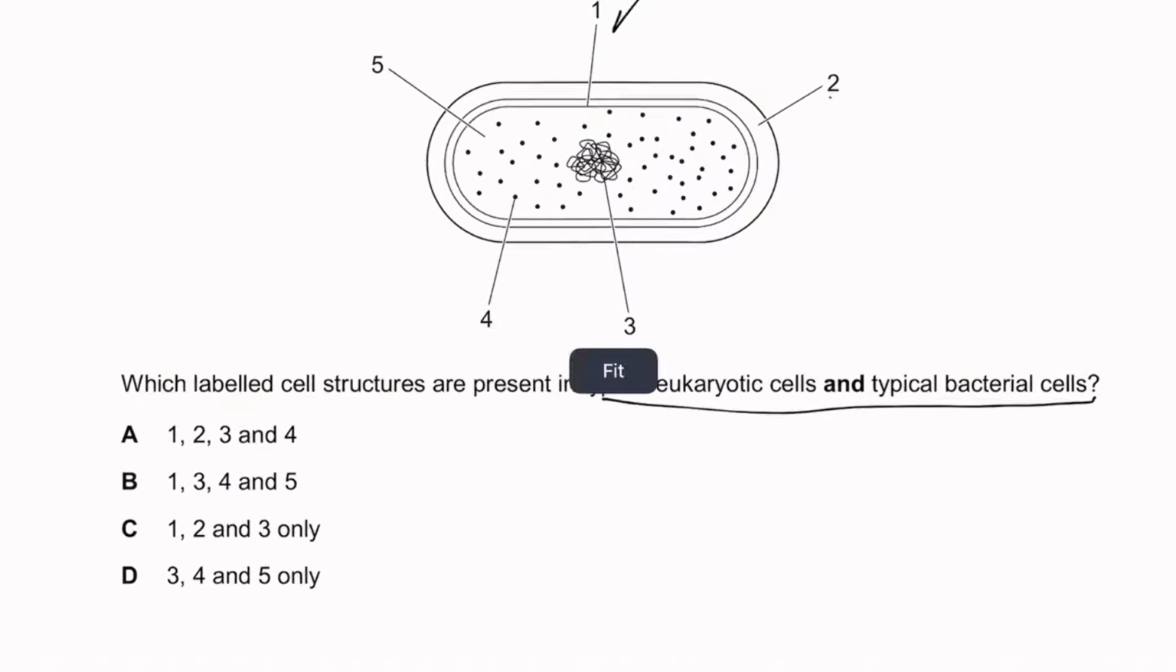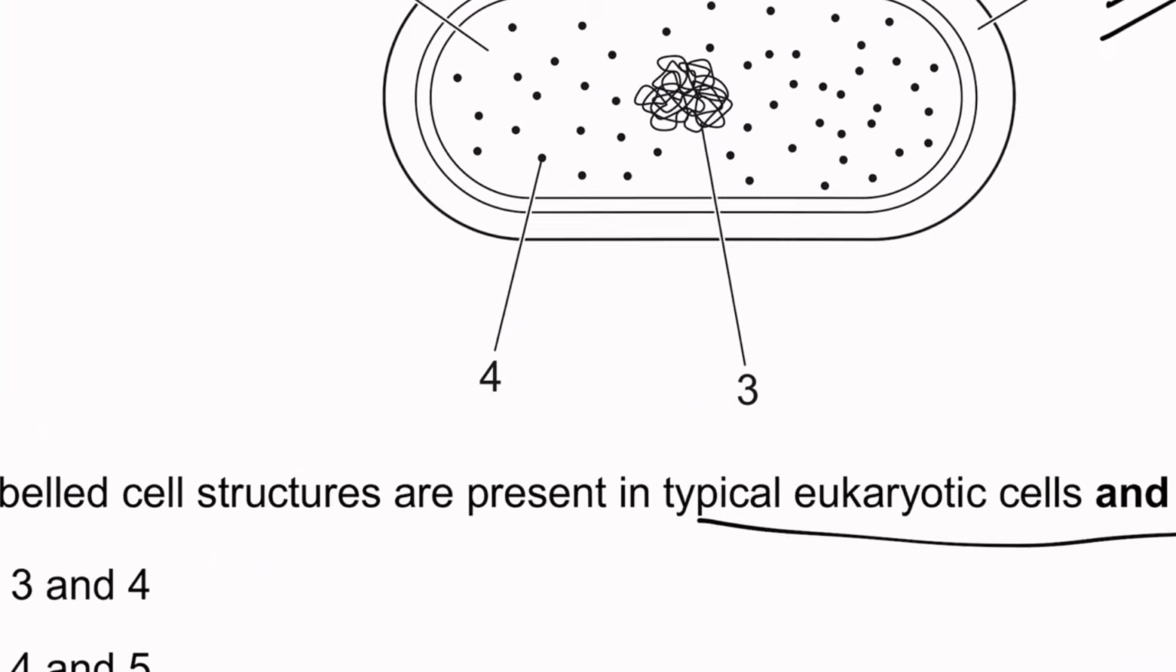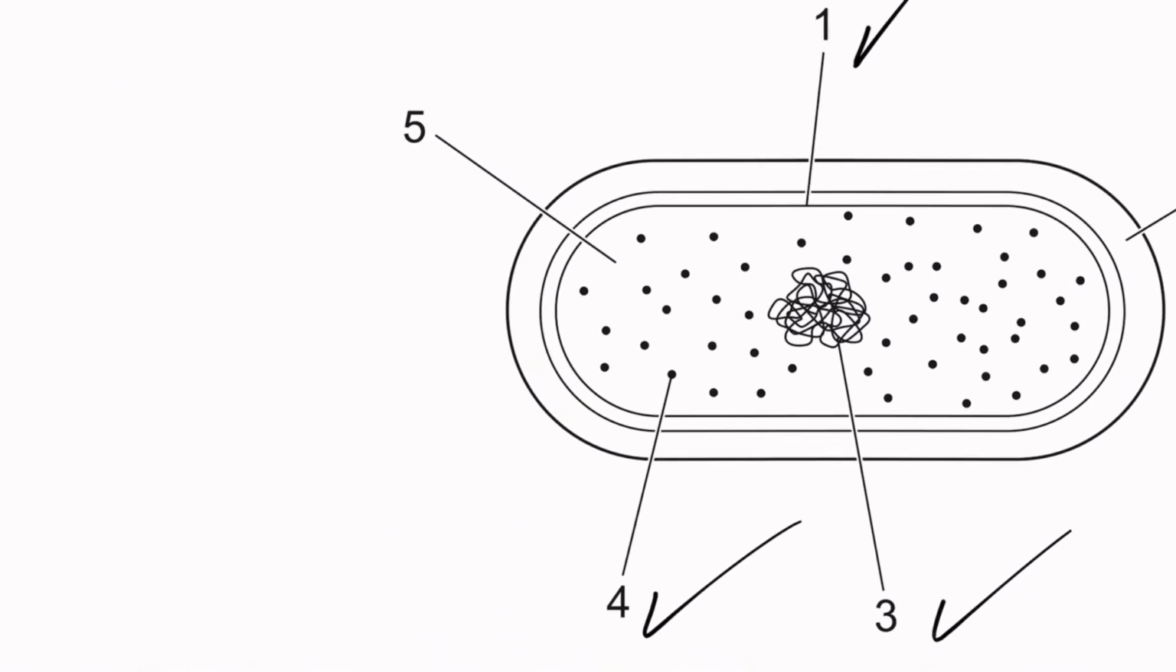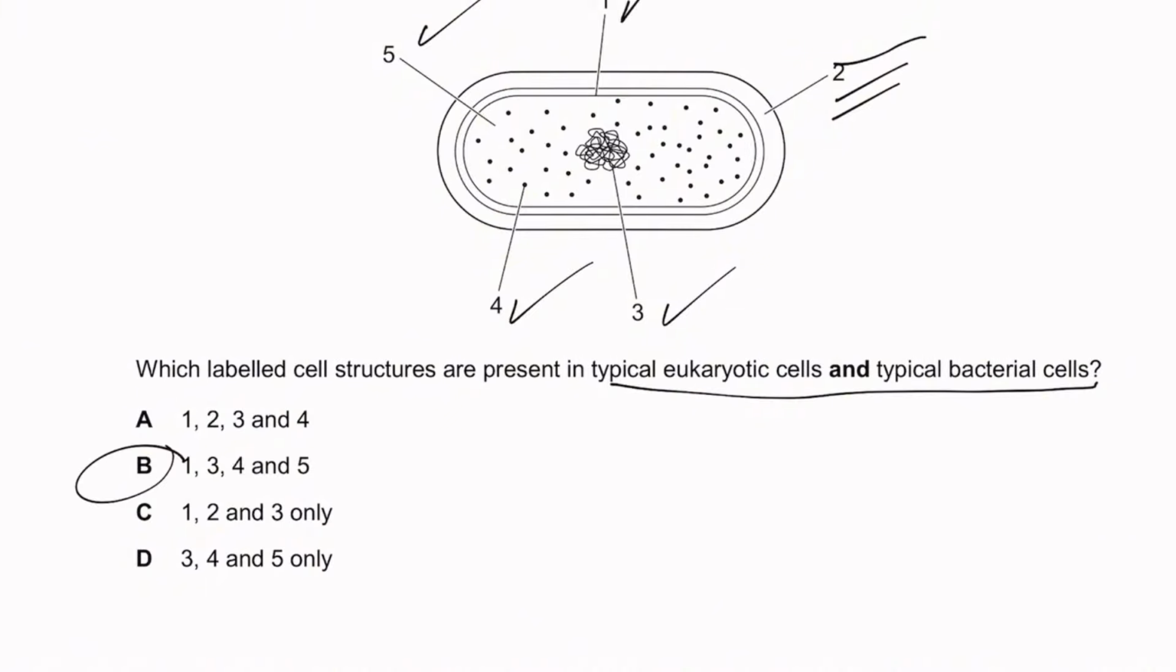So we can get back to 2 based on the answers. 3 is circular DNA. Typical eukaryotic cells do have circular DNA within their mitochondria and within their chloroplasts, okay? And 4 being 70S ribosomes, again, they are found, but just within the chloroplasts and mitochondria, okay? And 5 being cytoplasm, definitely it's found within all cells. So 1, 3, 4, 5 is actually our option here, so it's B.